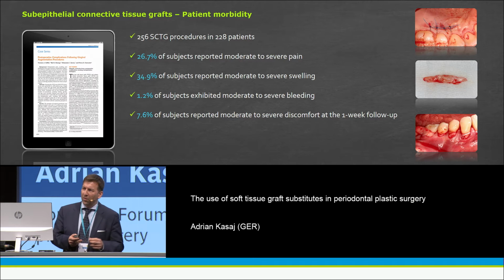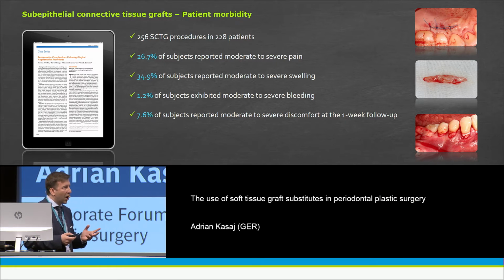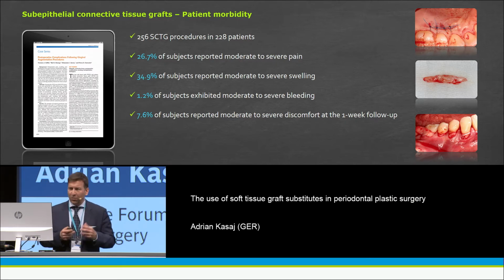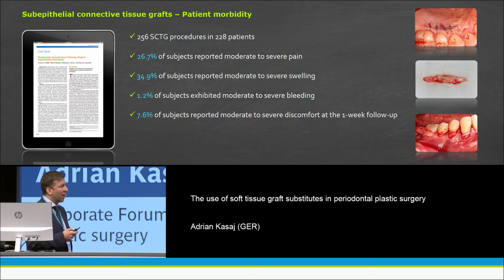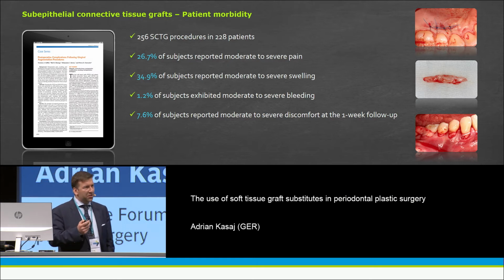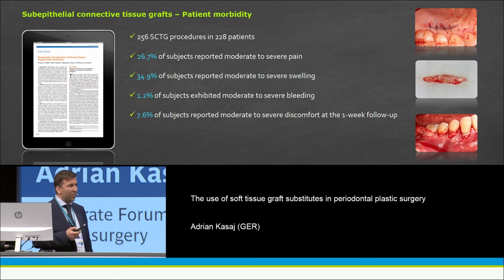And actually they reported in 30% of the subjects that there was some moderate or severe pain. Also more than 30% of the subjects reported moderate to severe swelling. In more than 1% there was some bleeding, and more than 7% of the subjects reported moderate to severe discomfort after 1 week. So you see, okay, the complication rate is quite low, but is it comfortable for our patients?